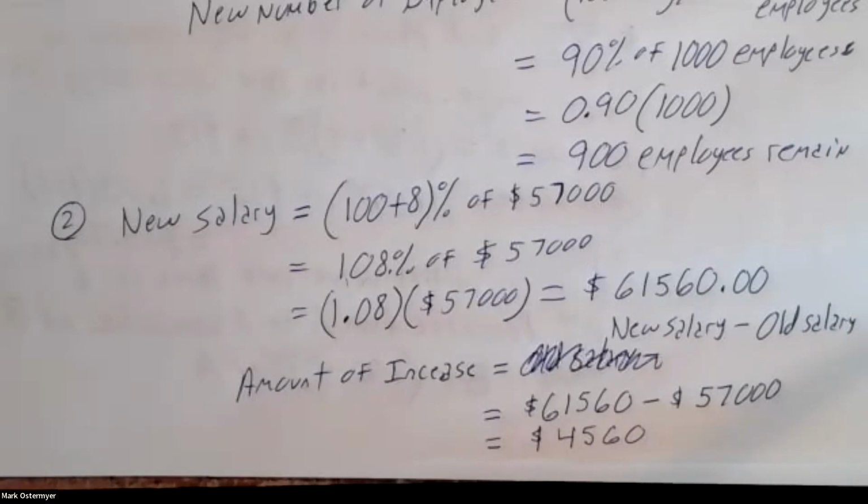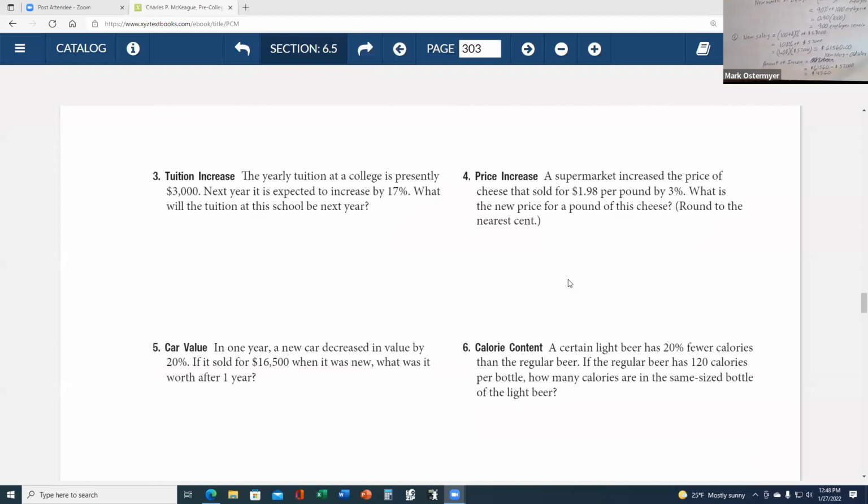Any questions how we tackled number 2? That's a percent increase problem. All right, that's how you do a classic percent increase problem, number 2. Let's see what else we got here. All right. Let's try another one. A supermarket increased the price of cheese that sold for $1.98 per pound by 3%. What is the new price of this cheese per pound?